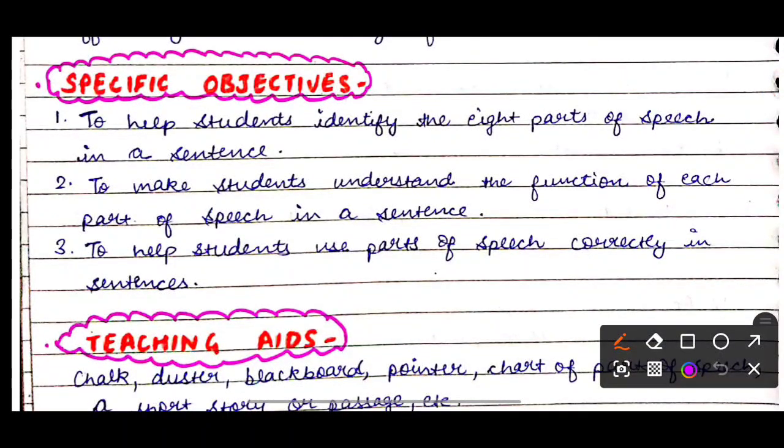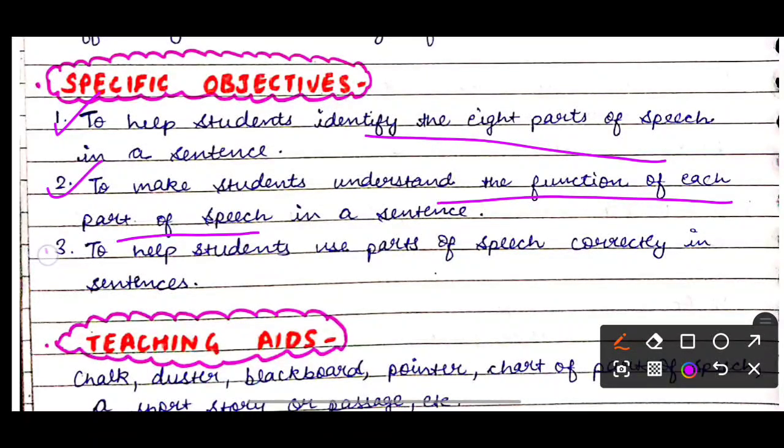So why are we teaching parts of speech? First one, to help students identify the 8 parts of speech in a sentence. Second, to make students understand the function of each part of speech in a sentence. Third, to help students use parts of speech correctly in sentences.